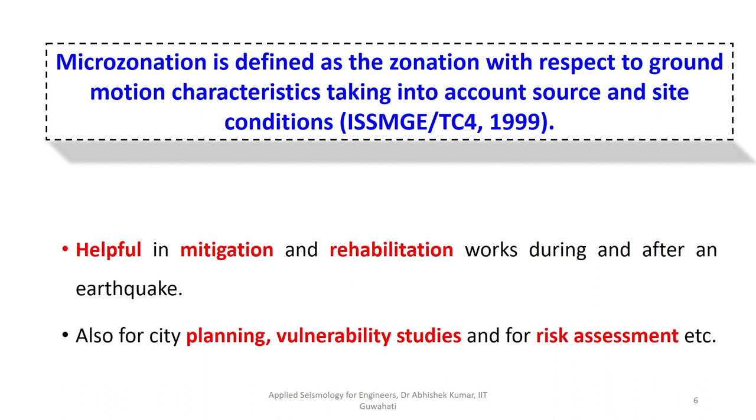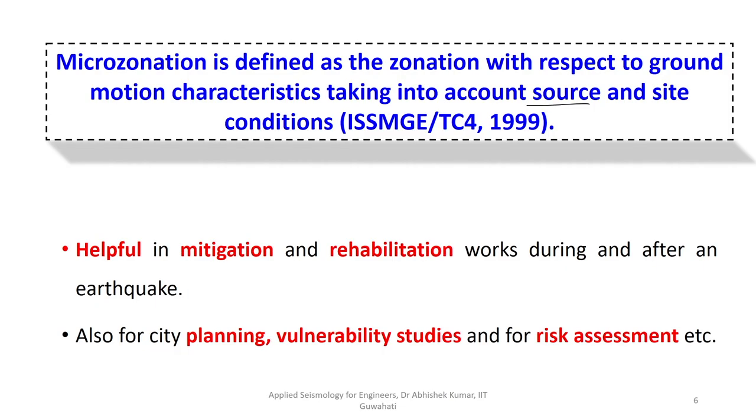So, the term microzonation is defined as zonation with respect to ground motion characteristics. So, we will take ground motion characteristics into account, taking source and site conditions also into account. We will be looking at what the site conditions are and how they are going to get affected when the site is exposed to earthquake loading. Also taken into account is what has been generated at the source and propagated to the site.